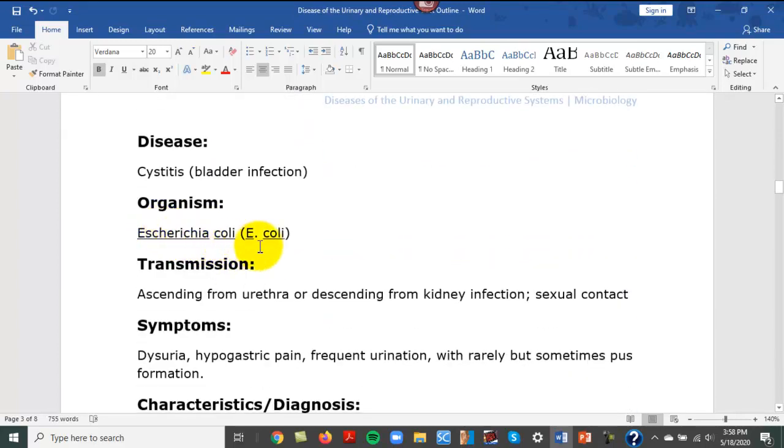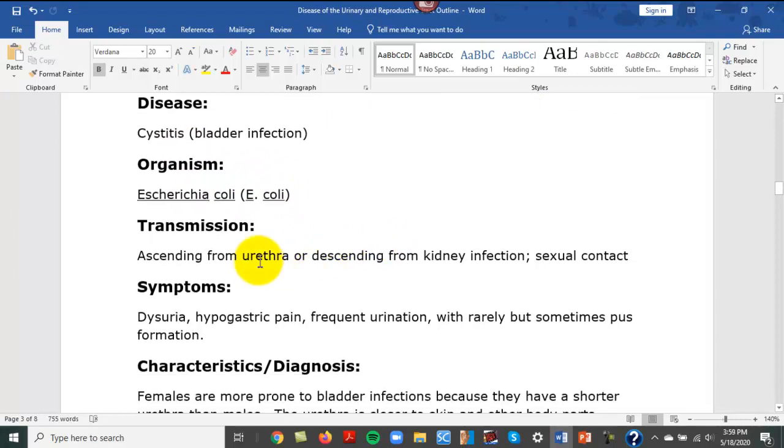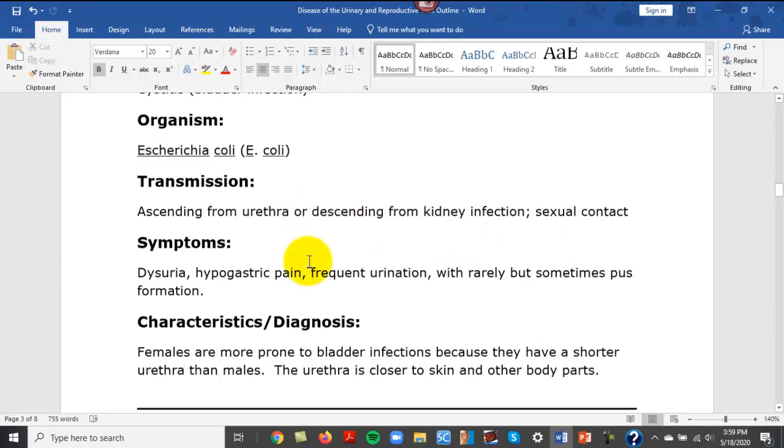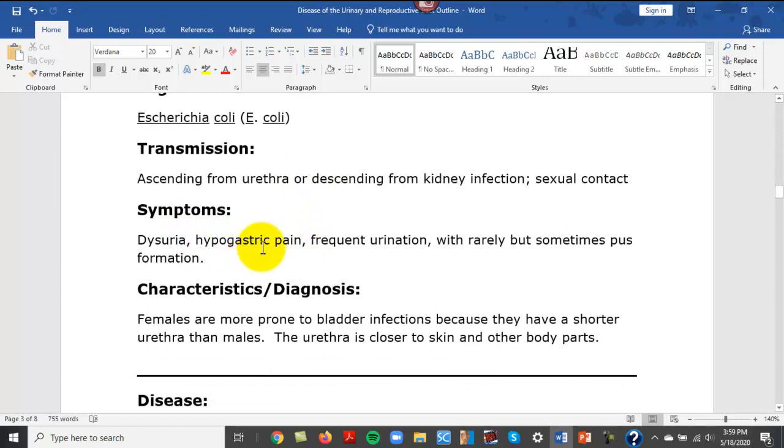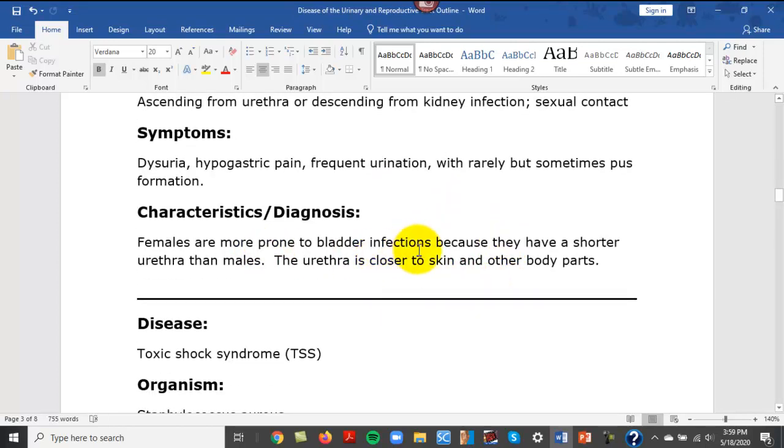Cystitis: it says Escherichia coli, and that's the major causative agent. I didn't list all of the possible organisms, there are so many. E. coli is a major causative agent. Cystitis is a bladder infection. Transmission is ascending from the urethra, descending from a kidney infection, or sexual contact. But it's one of those skin flora type things. Males can get bladder infections as well. Symptoms are dysuria, hypogastric, meaning lower abdominal pain, and frequent urination because the bladder gets irritated, so there are always signals being sent to empty the bladder even when it's not full. Females are more prone to bladder infections because they have a shorter urethra than males, and the urethra is closer to skin and other body parts in females.